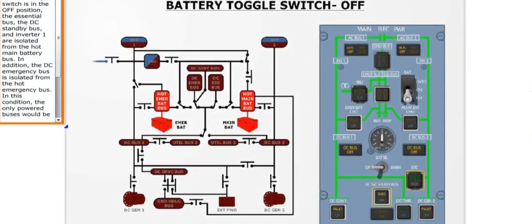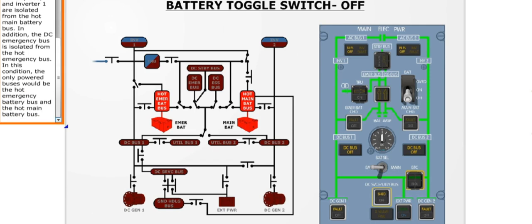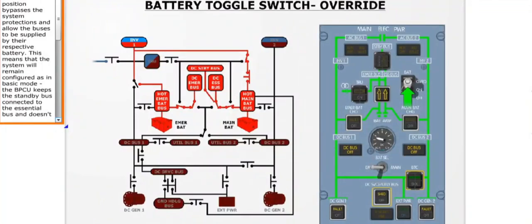If the battery switch is in the off position, the essential bus, the DC standby bus, and inverter 1 are isolated from the hot main battery bus. In addition, the DC emergency bus is isolated from the hot emergency bus. In this condition, the only powered buses would be the hot emergency battery bus and the hot main battery bus. The override position bypasses the system protections and allows the buses to be supplied by the respective battery.